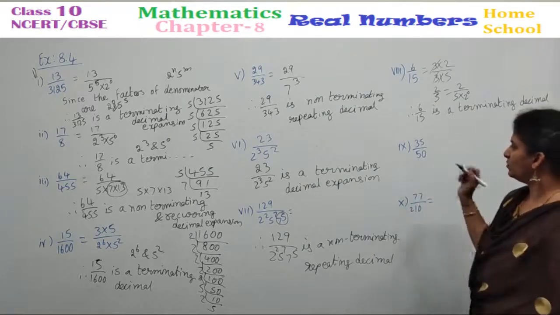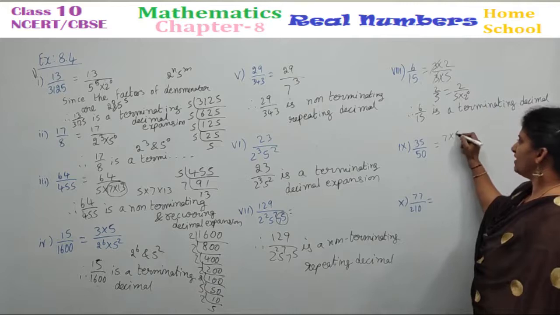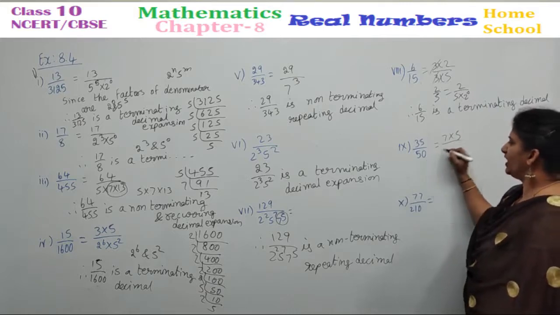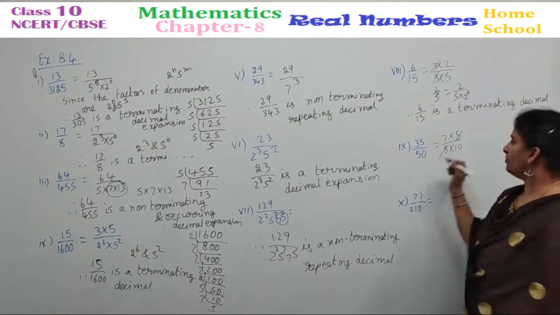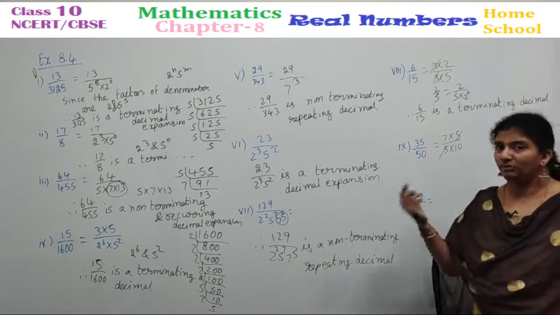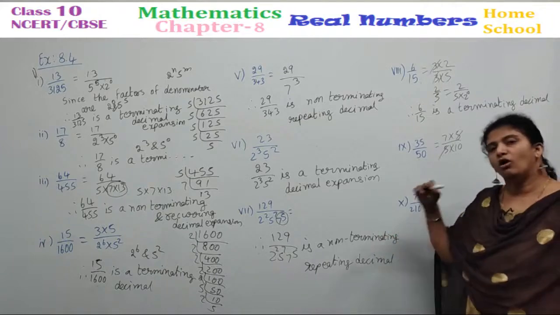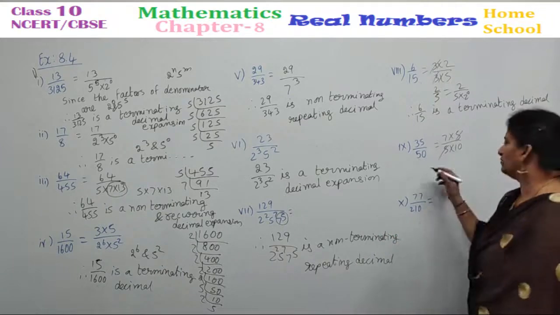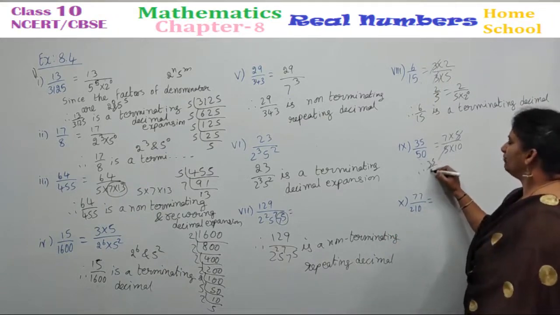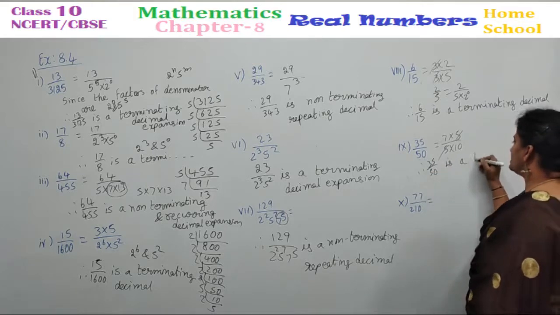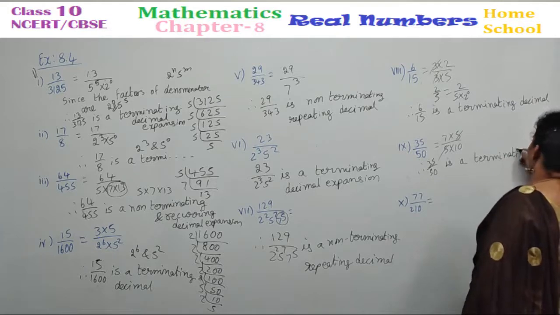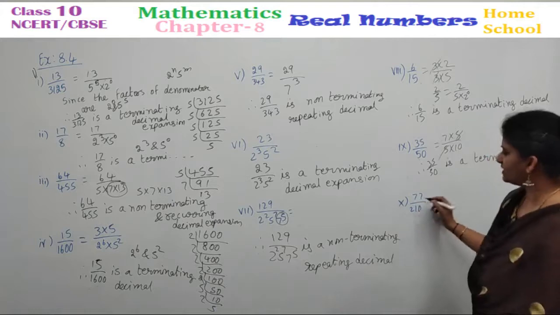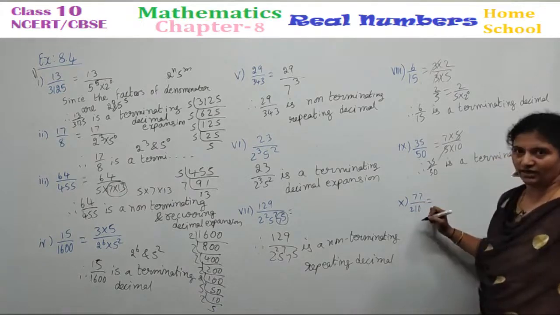Right? See the ninth one, 35 by 50. 7 5s are 35. 50, you can write it as 5 10s. 5 5 cancel. Your denominator is readily 10. Either it may be a multiple of 2 and 5 or 10, if there it is terminating. Therefore 35 by 50 is a terminating decimal expansion.